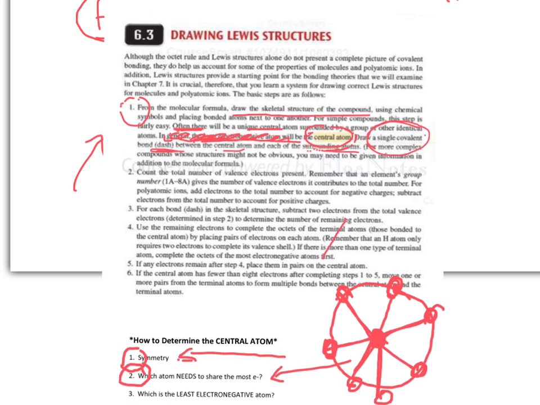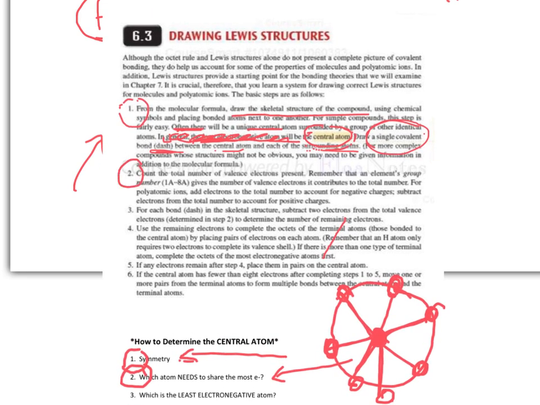Count the total number of valence electrons present. Remember that the element's group number gives the number of valence electrons it contributes to the total number. When we have polyatomic ions, we'll do some of these in a second. You were supposed to talk about that in lab this week. You will now have to look at those 2 videos and the handouts I gave you on D2L in the news item, that you would add electrons or take away if you had a negative ion or a positive ion. We'll do some of those in just a second.